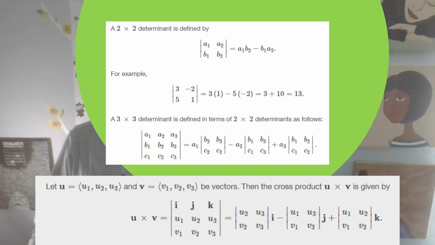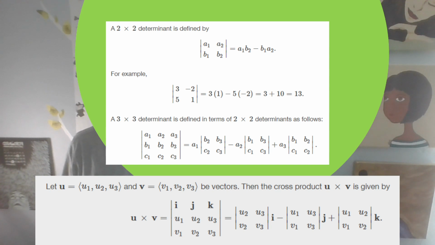I know this is linear algebra, but the idea is that we have to know the determinant of a 2x2 matrix first, and that's going to be defined by the matrix with a1, a2 in the first row and b1, b2 in the second row. The determinant of that is going to be the product of a1 and b2, which is like running along the diagonals, minus the product of b1 and a2, which is what we call the wings for a 2x2 matrix. So it's the product of the diagonals minus the product of the wings.